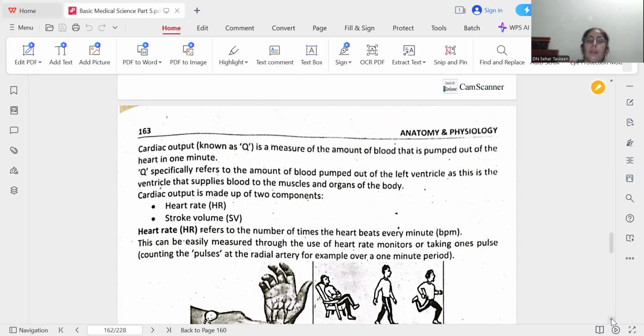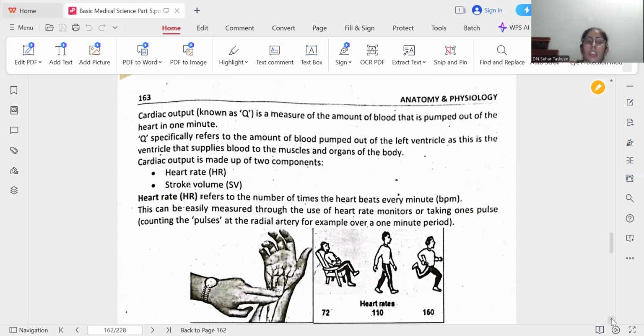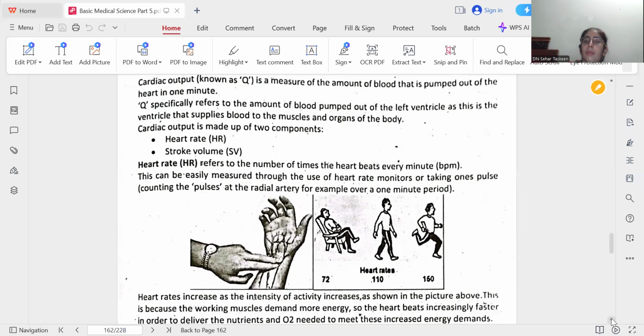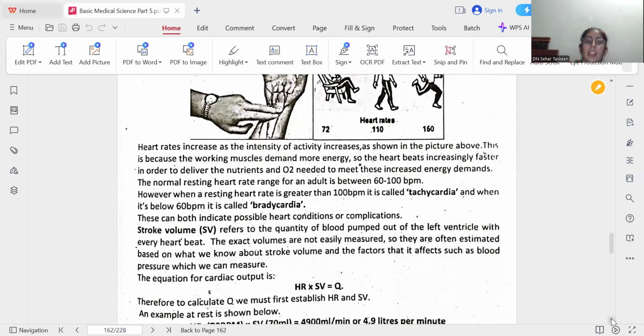Cardiac output is made up of heart rate and stroke volume. What is heart rate? It refers to the number of times that the heart beats every minute. This can be easily measured through the use of heart rate monitors or by taking one's pulse, counting the pulses at the radial artery, for example, over a 1 minute period.